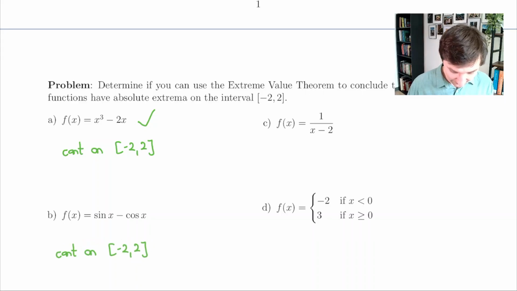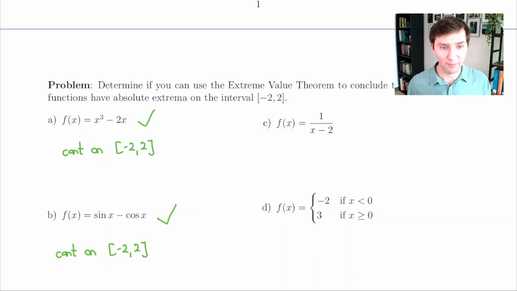This means that the extreme value theorem applies. This function will have some absolute maximum and will have some absolute minimum on the interval from -2 to 2.